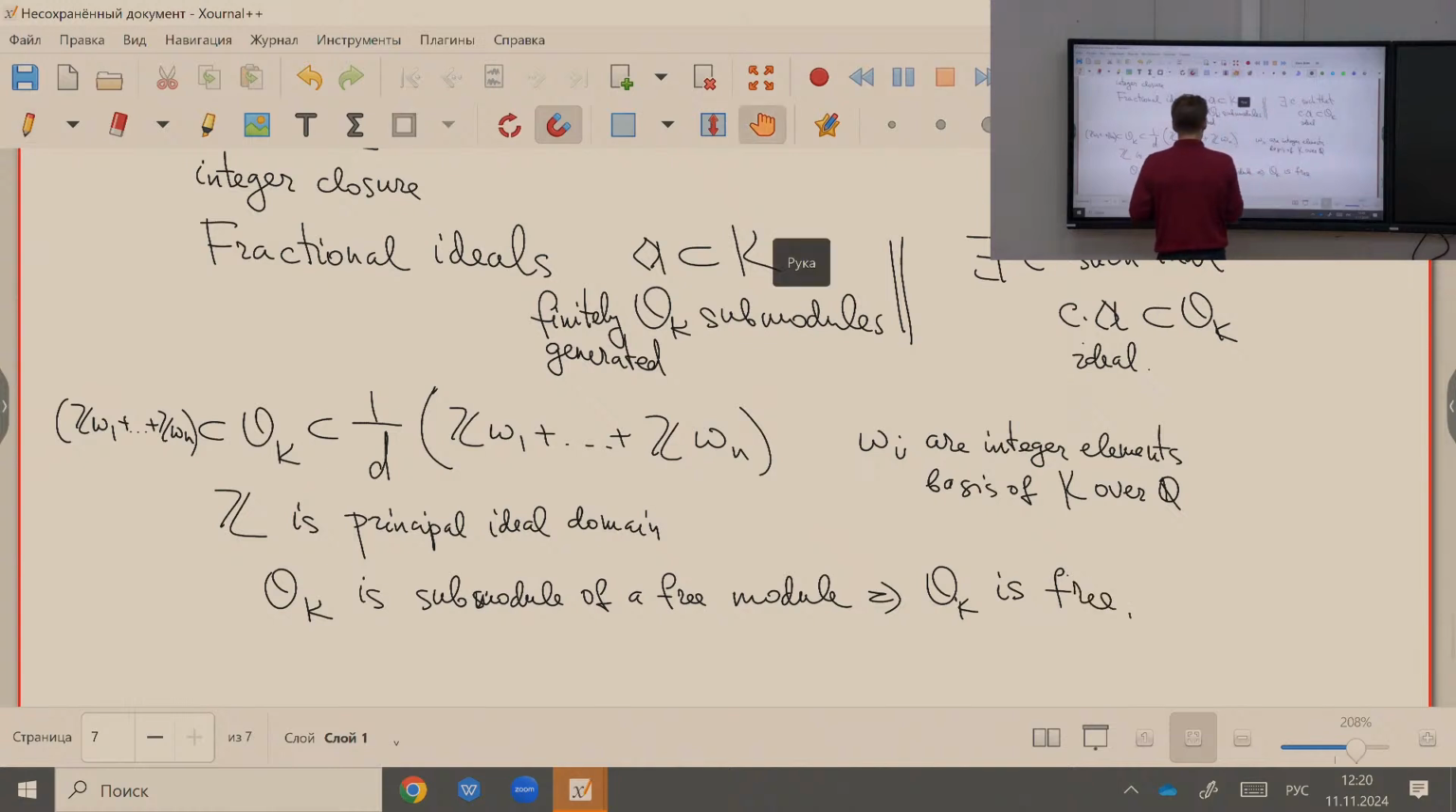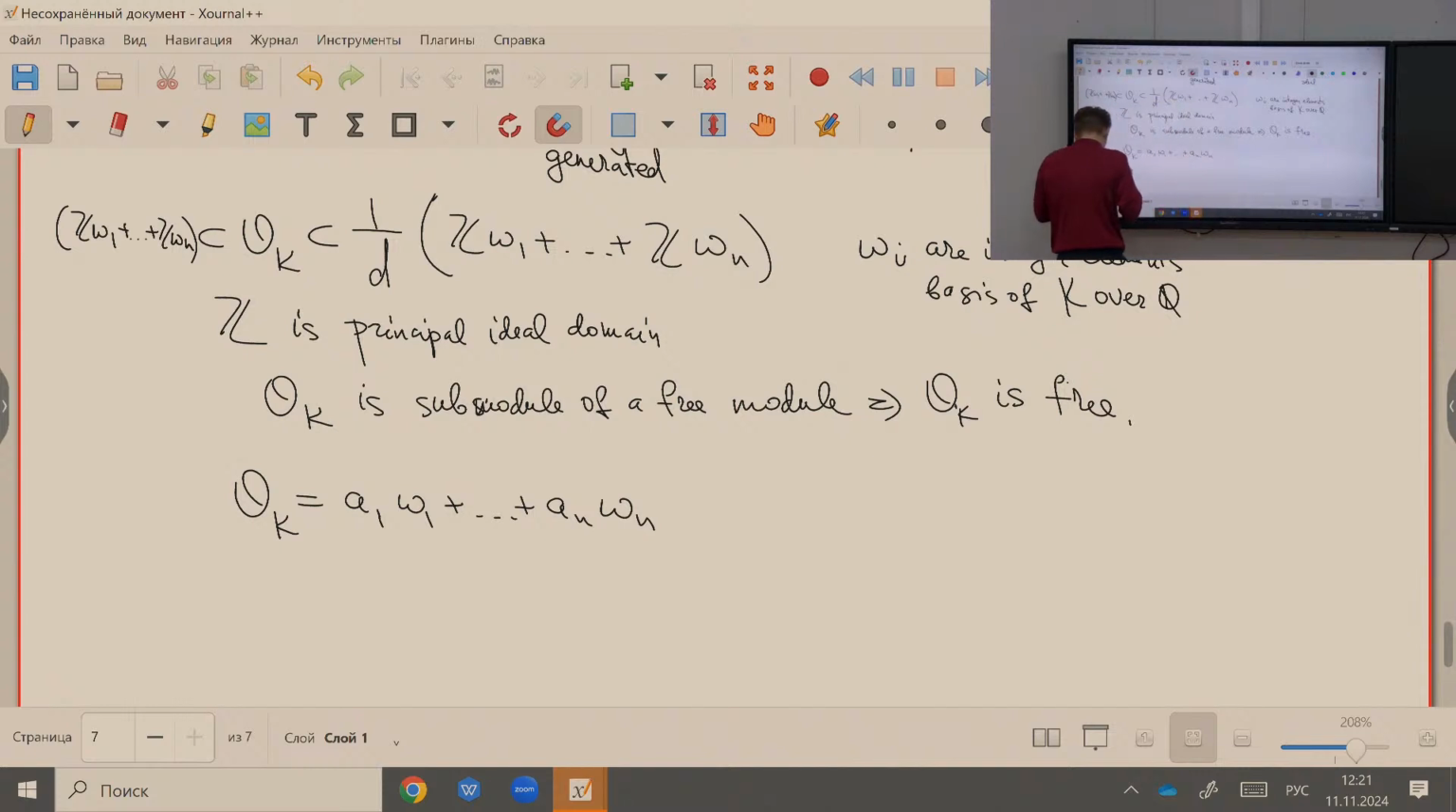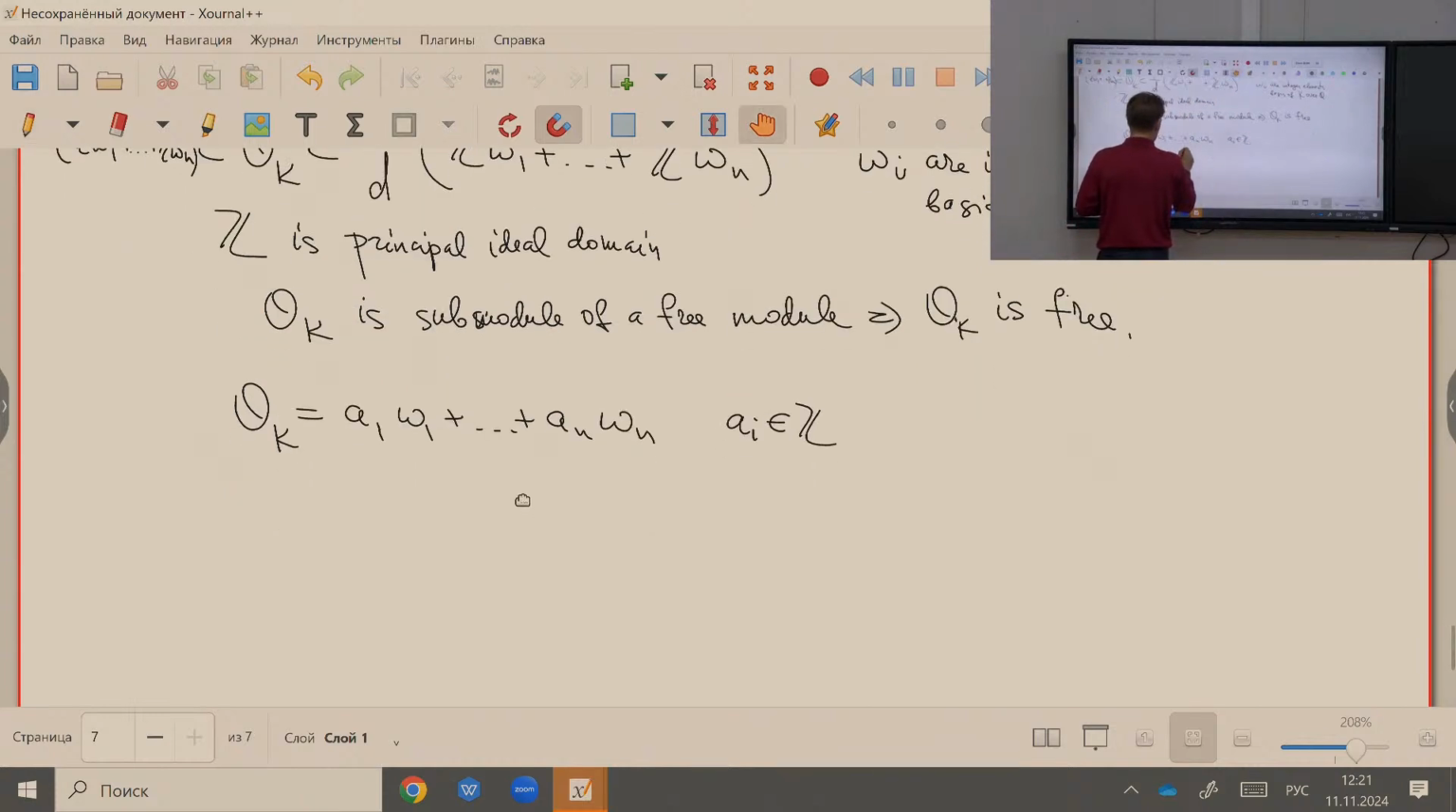So O_K is just a lattice, and all elements are written in terms of corresponding linear combinations. This is just to fix the notation. It's not something new for you.